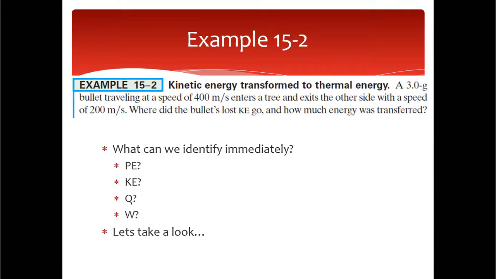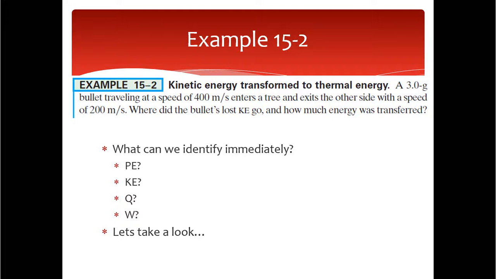Example 15-2 deals with the kinetic energy transformed into thermal energy when observing a bullet entering a tree. A 3-gram bullet traveling at a speed of 400 meters per second enters a tree and exits the other side with a speed of 200 meters per second. Where did this bullet's lost kinetic energy go, and how much energy was transferred?